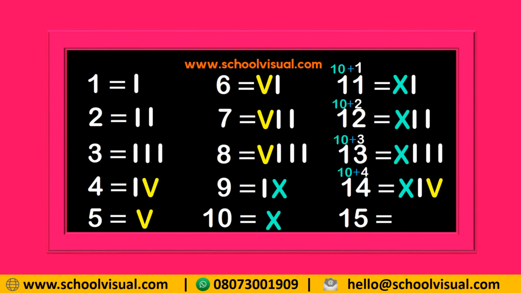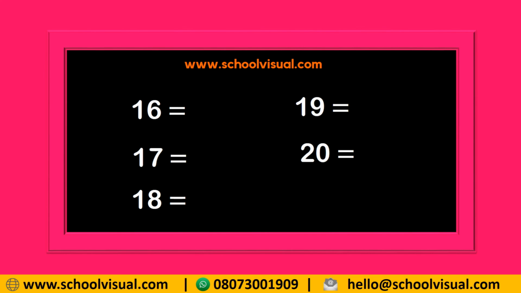Good. 15 is 10 plus 5. So how do we write that? This is 10 and this is 5. That makes it 15. 16 is 10 plus 6. So how do we write 10 plus 6? This is 10. What is 6? 6 is VI. Good.